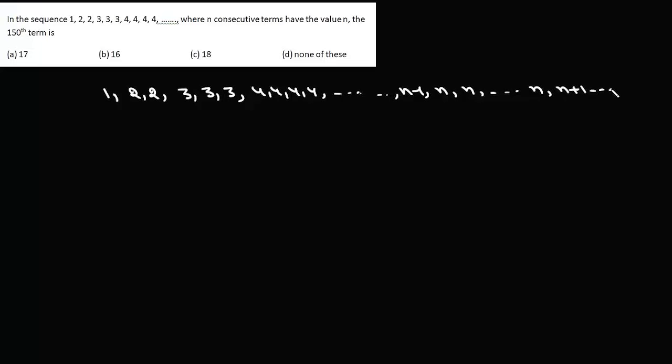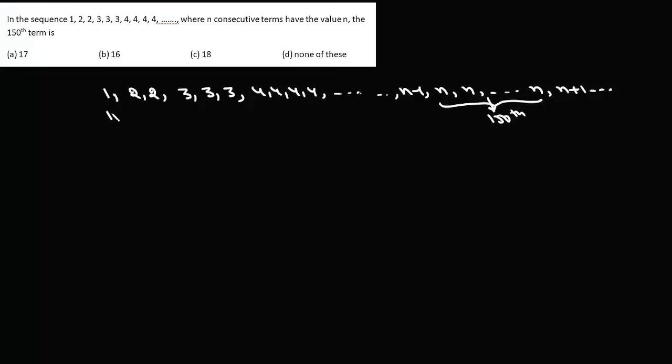Now here the question is, in the sequence 1, 2, 2, 3, 3, 3, 4, 4, 4, 4, where n consecutive terms have the value n, the 150th term is. Now suppose this is the series of n minus 1, it ends here, and then we have the series of n, and then we'll have the series of n plus 1. And suppose the 150th term lies in this series of n. So we need to find the value of n.